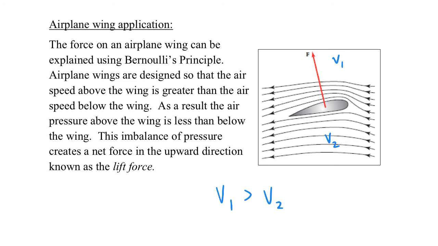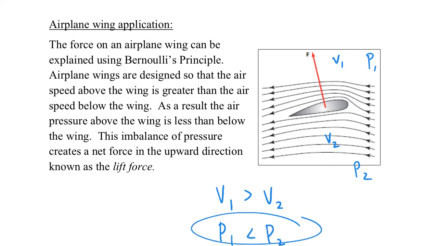And what we just said was when the velocity is increasing or more on one side, it's got less pressure. So the pressure up here at the top is actually less than the pressure at the bottom. This is the key. If there's more pressure at the bottom, it means that there's a net lift up. Hence, lift force.